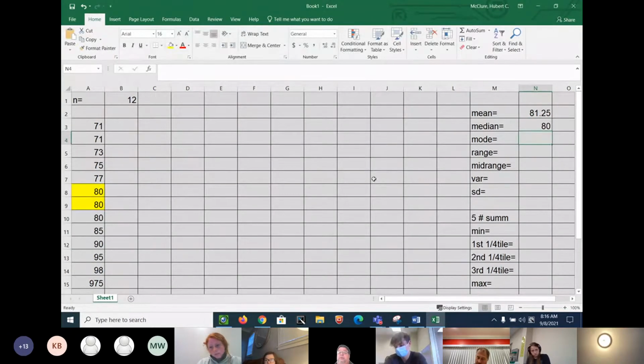Anyway, this number plus this number divided by 2. And that is your median. And it's also, guess what? Your second quartile. Make a note. Your median is also your second quartile. Mode. What number shows up the most? Looks like 80. What do y'all think?